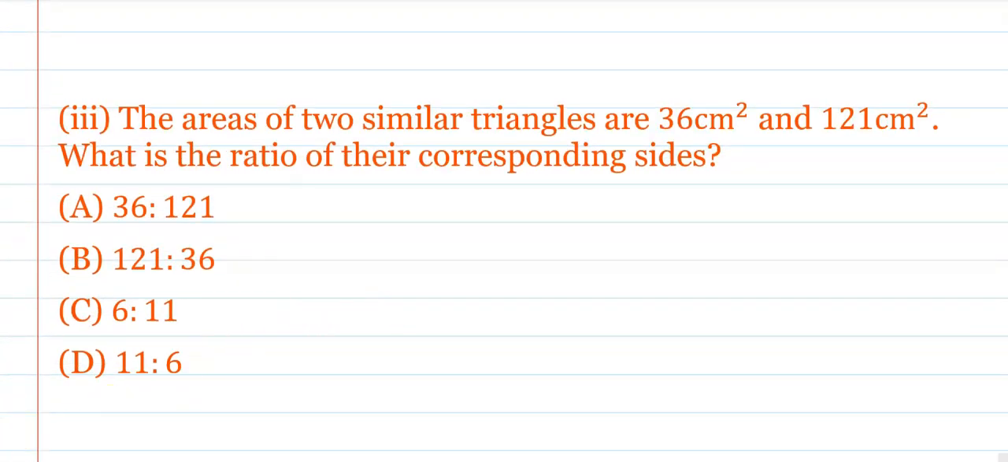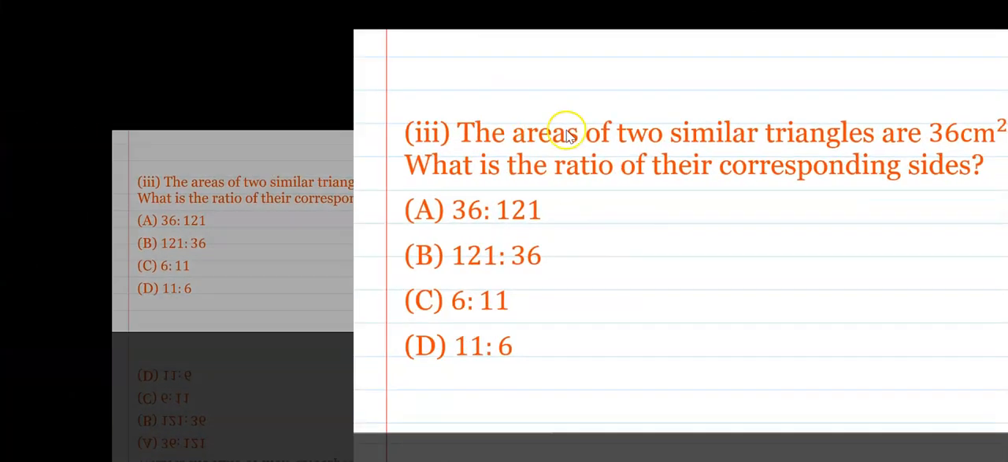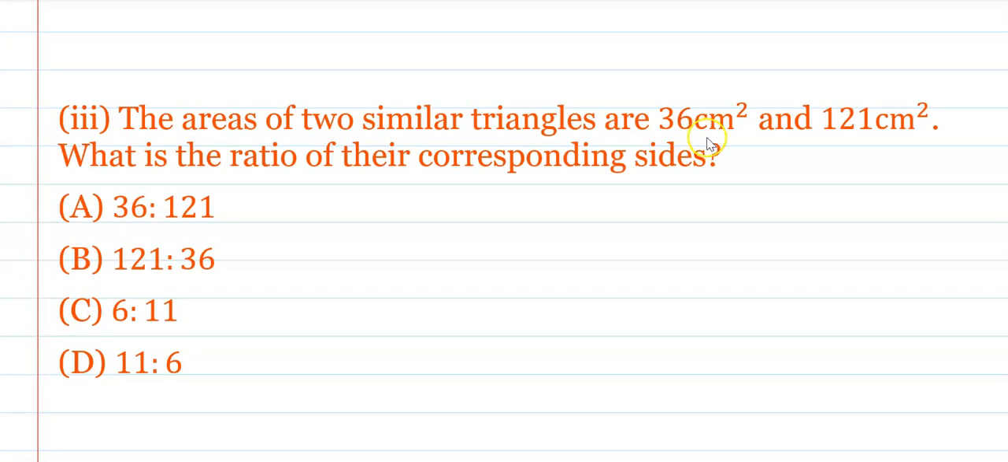Next, the areas of two similar triangles are 36 centimeters square and 121 centimeters square. What is the ratio of their corresponding sides? When two triangles are similar, the ratio of their areas is equal to the ratio of squares of their corresponding sides. That is, A1 is the area of the smaller triangle, A2 is the area of the bigger triangle, and S1 is the side of the smaller triangle, S2 is the side of the bigger triangle.